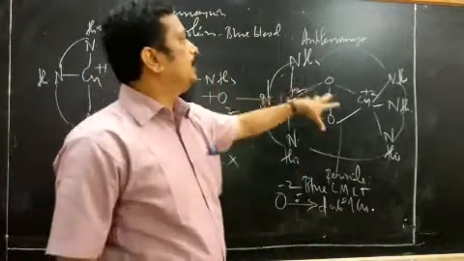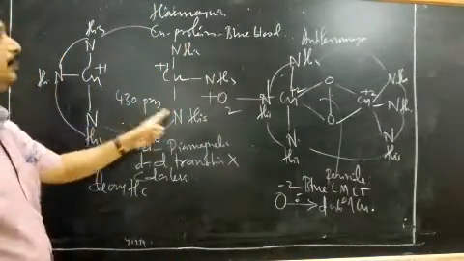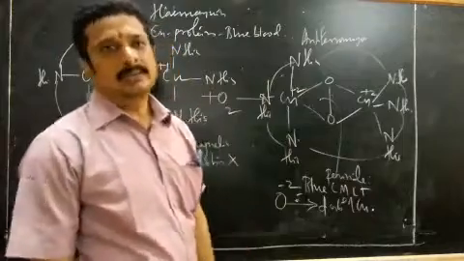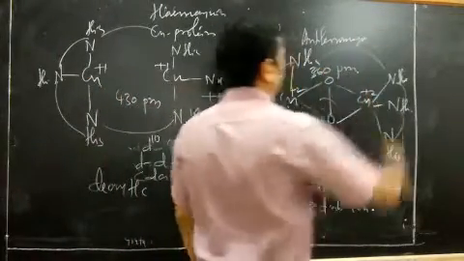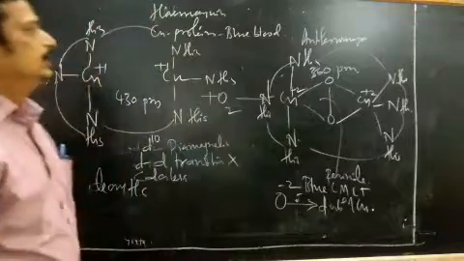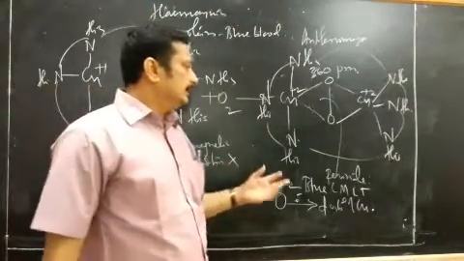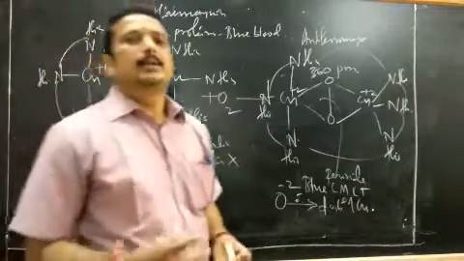And the copper-copper distance, from 430 picometers, will decrease upon binding with oxygen to around 360 picometers. So in the copper, these are the changes upon binding with oxygen for hemocyanin.